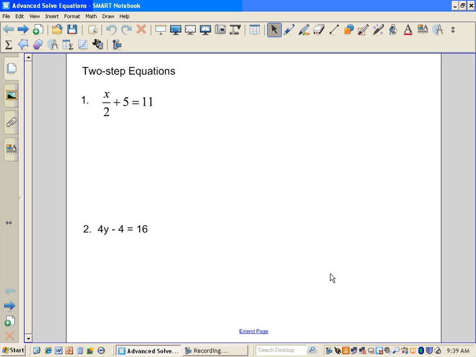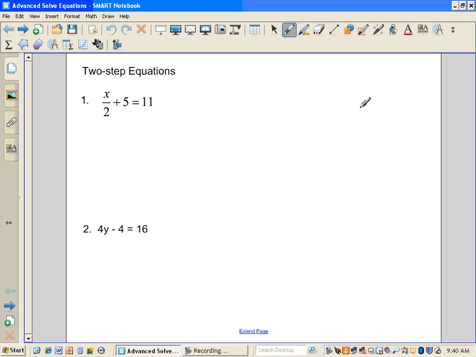Okay, welcome to the video about solving equations. We're starting with two-step equations, so you've probably shown me or you think you have a good understanding of how to solve equations in general. We'll start with some of these review type ones and then get on to some of the more complicated ones.